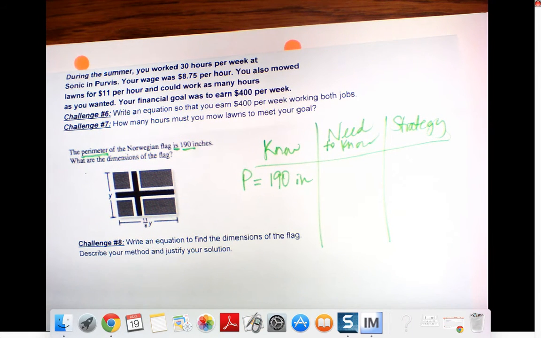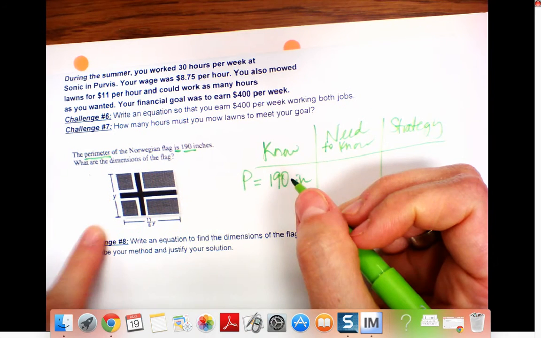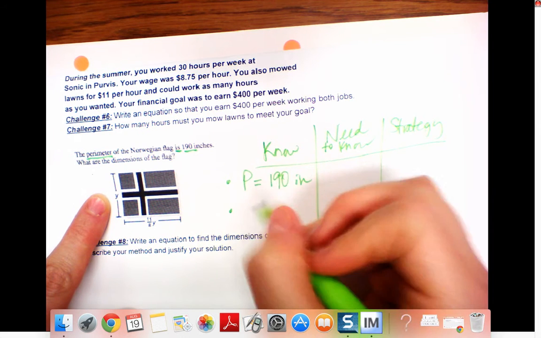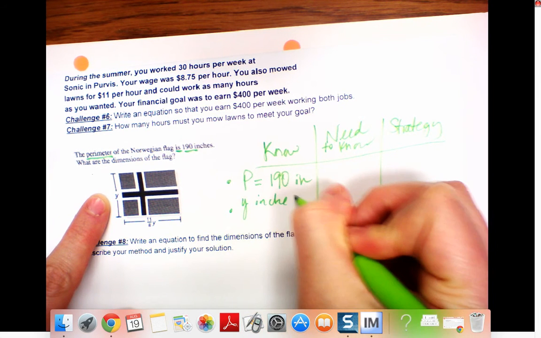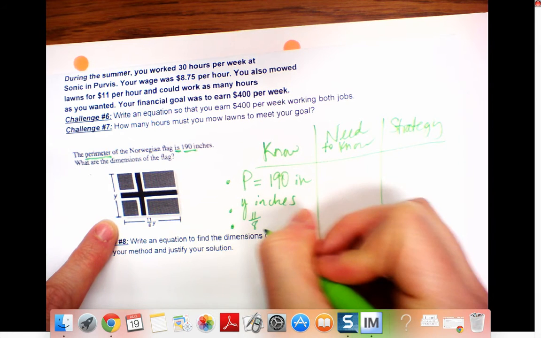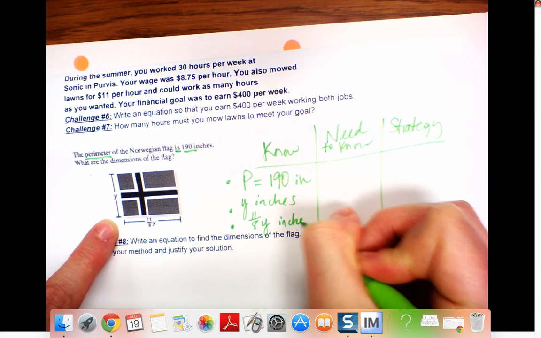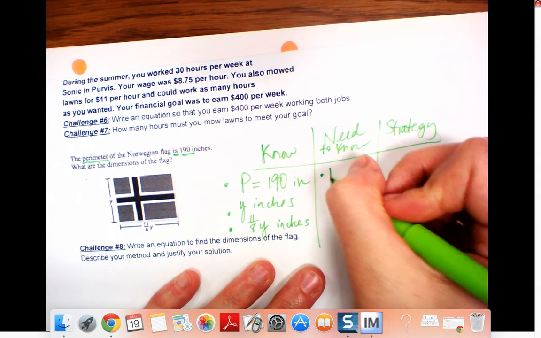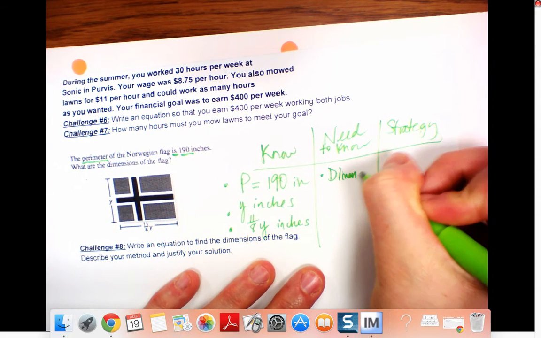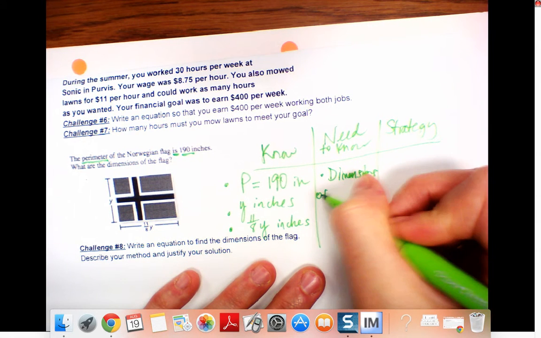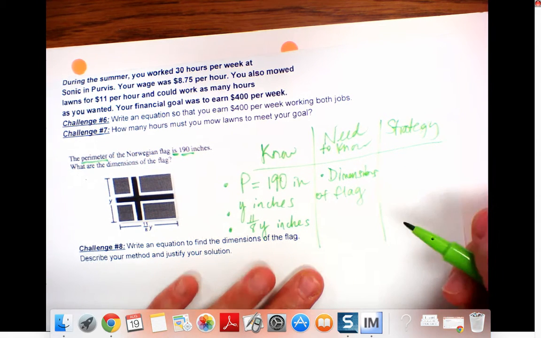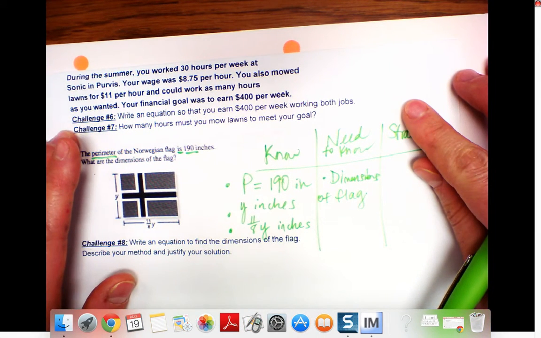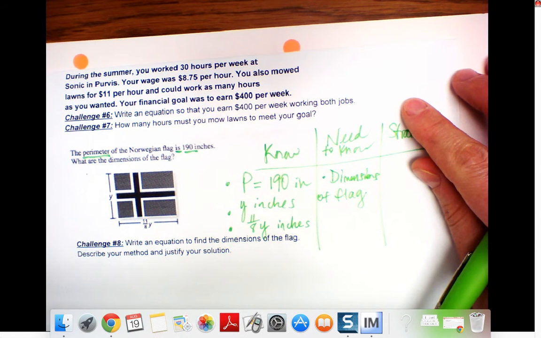All right. We know that one of the side lengths is y inches, and the other one is 11/8 y inches. And we're trying to find the dimensions of the flag. So just a quick tidbit on dimensions.